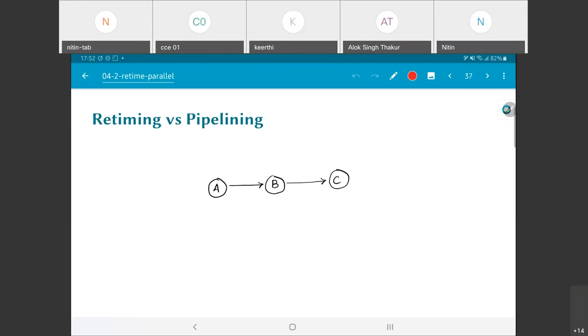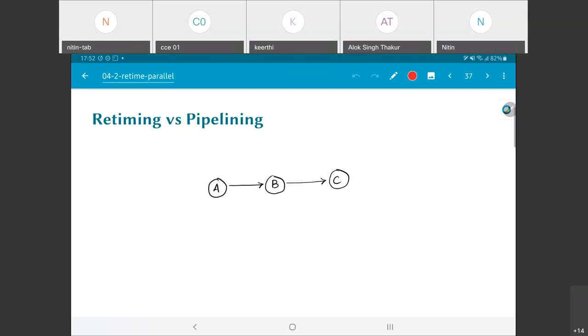One last thing regarding retiming. I mentioned that pipelining by itself can be seen as a special case of retiming. Right? How do we do that? Let's say that we have a feed forward graph, one without any sort of feedback edges over here.